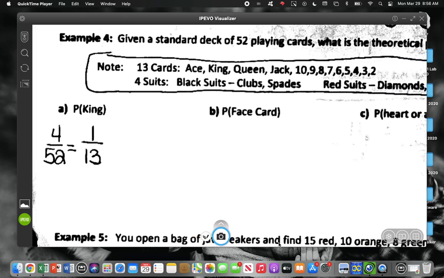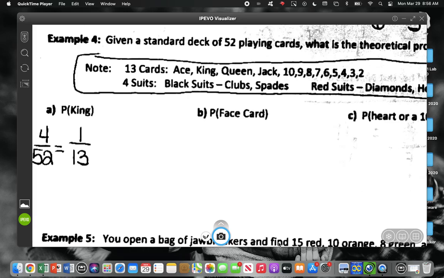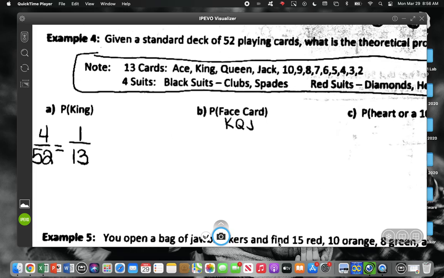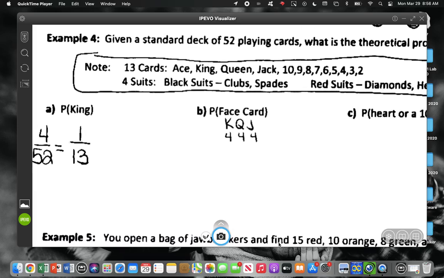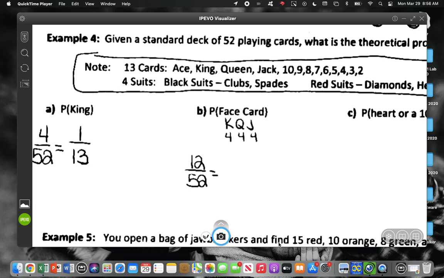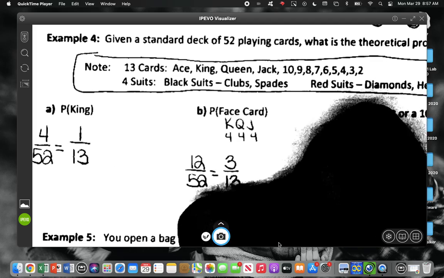All right, now what about a face card? Which ones are face cards? Face cards are king, queen, jack. So how many kings are there? We just determined that. Then how many queens are there? How many jacks are there? So what's the total there? 12 out of 52. And we can reduce that by 4. What do you think that reduces to? 3 out of 13. Divide them both by 4.